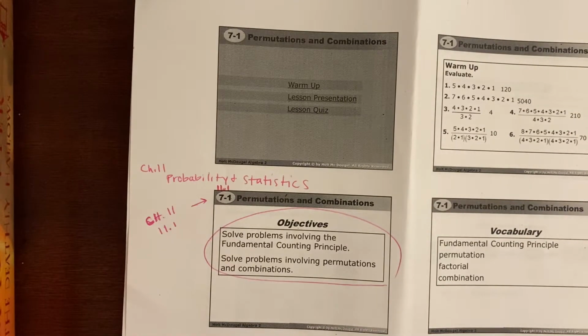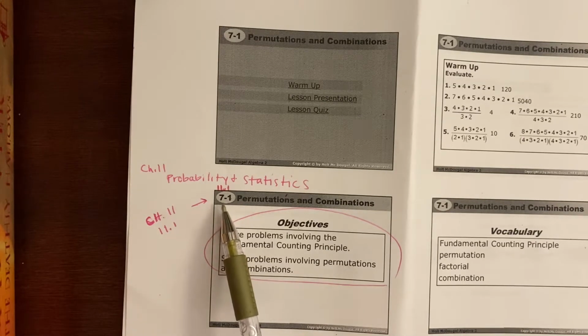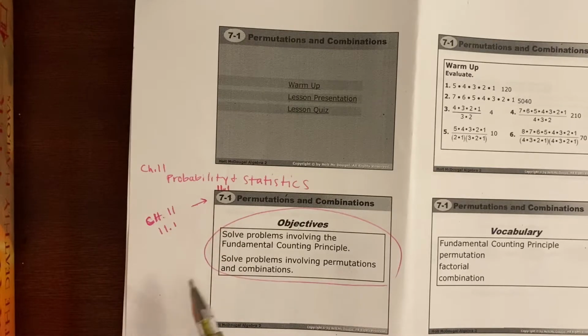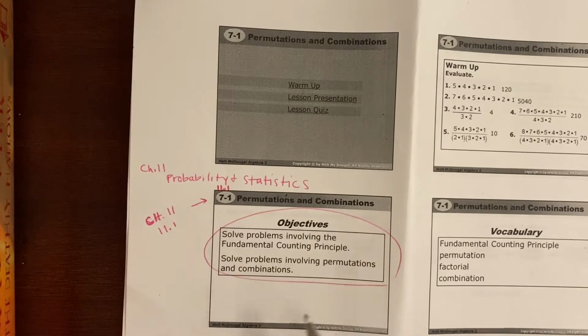We're about to start chapter 11, which is probability and statistics. The PowerPoint is from a different book, so it says chapter 7, but this is really your chapter 11. I have the full PowerPoint put in Canvas for you, so you can look at all of the slides. I'm going to do a basic overview for permutations and combinations.